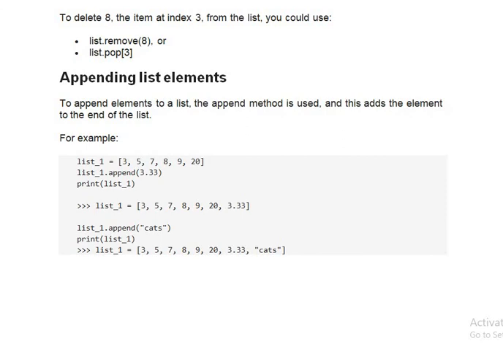So we can add elements to the list also using append. Look at the example. List 1 is 3, 5, 7, 8, 9, 20, and list 1 dot append 3.33, which is added to the end of the list. So we can append any type of data into the list.